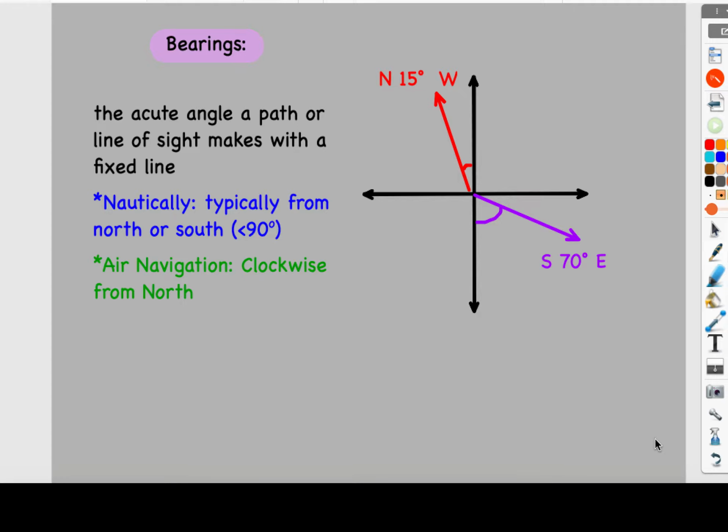This video is going to talk about an application of trigonometry. Mostly it's going to deal with right triangle trig, but sometimes in right triangle trig we have some real world stuff that gets in the way. So a great application of right triangle trig is dealing with what we call bearings.